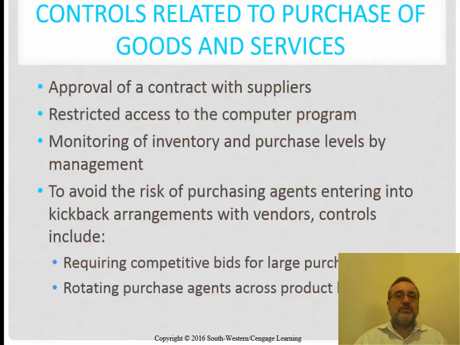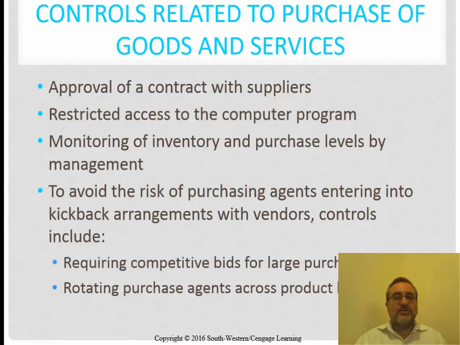Controls related to the purchasing of goods and services. We've talked about a number of these things. Clearly, the biggest control is the segregation of duties. It is absolutely critical that the organization establish specific functions and roles within these specific departments to control the process. We need to have approval of contracts with suppliers. We need to identify who actually approves this.